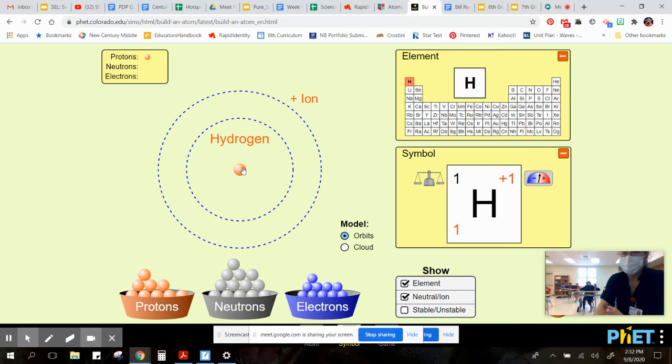As soon as I add one proton, what happens? It's got a mass of 1. It's got atomic number 1, and it's a +1 charge because it's got one more proton than electron. What if I add an electron? What happens to the charge? It becomes neutral because it's got one proton, one electron. They cancel each other out. It's now 0 charge. We can look at whether it's stable or unstable. Let's add a neutron. What happened to the mass when I added the neutron?